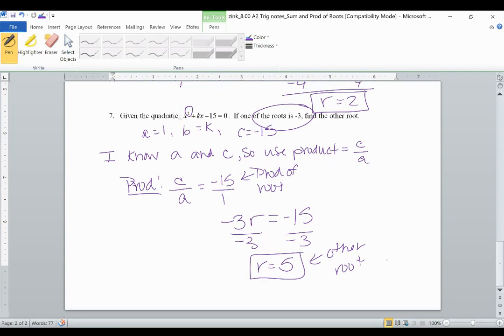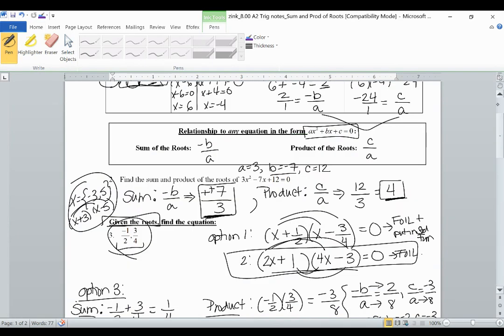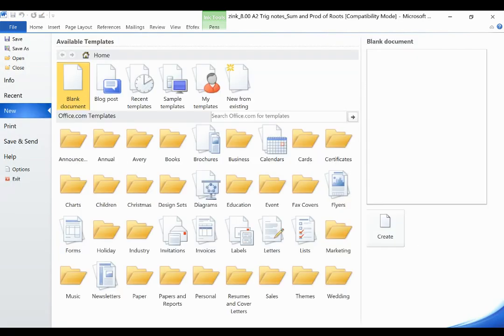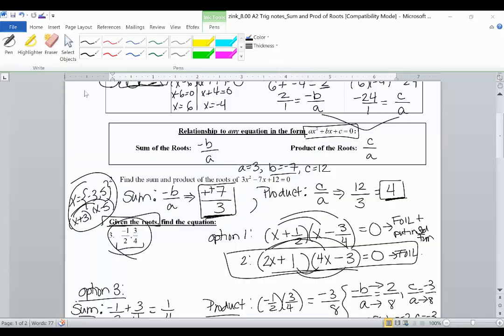Okay, so now I know there's not another one on here, but I would like to add one with a radical so you see that before I set you off on your own. So let's, I'm just going to open up a new document here to write it out. So the question that I'd like you to do with me is find the quadratic equation whose roots are 1 plus rad 3 over 2.